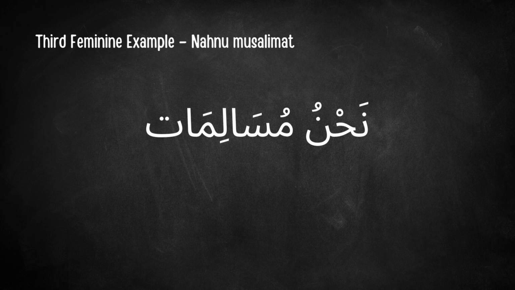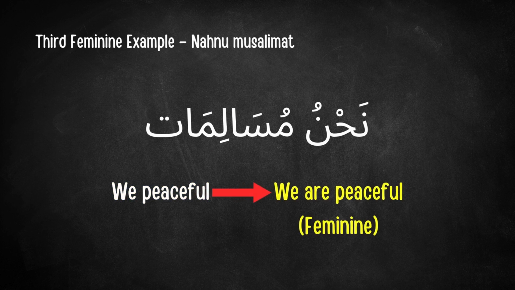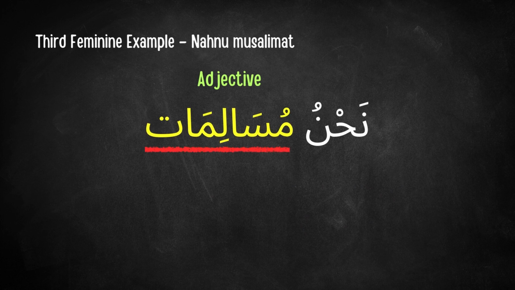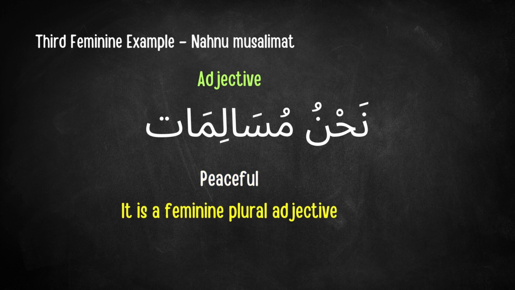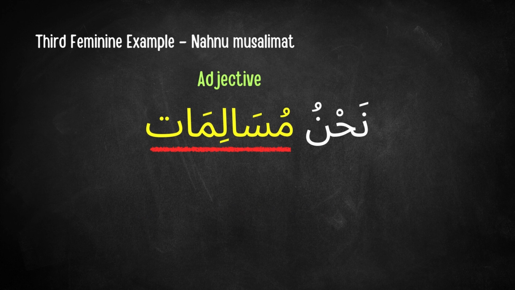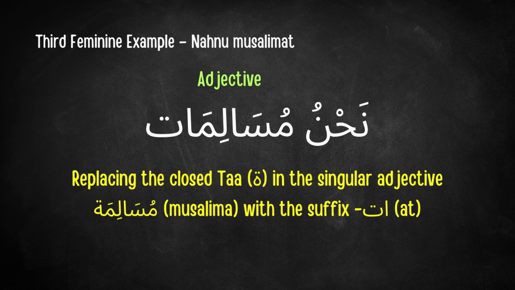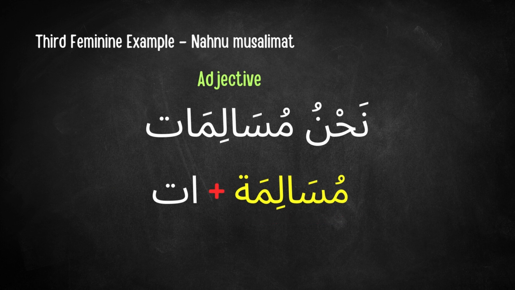Third example. نحن مسالمات. نحن مسالمات means we peaceful, but it is understood as we are peaceful. The adjective مسالمات means peaceful. It is a feminine plural adjective. The adjective مسالمات is formed by replacing the closed ta in the singular adjective مسالمة with the suffix ألف تا. مسالمة plus ألف تا replaces the closed ta, becoming مسالمات.